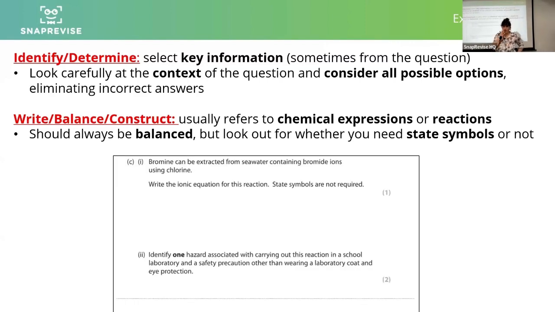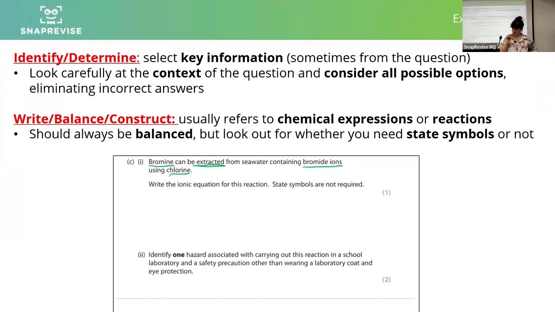So an example of one of these types of questions would be this one. Bromine can be extracted from seawater containing bromide ions using chlorine. Write the ionic equation for this reaction. State symbols are not required. So, context: which area am I looking at? This is extraction of our halogens. What's the command word? Write.